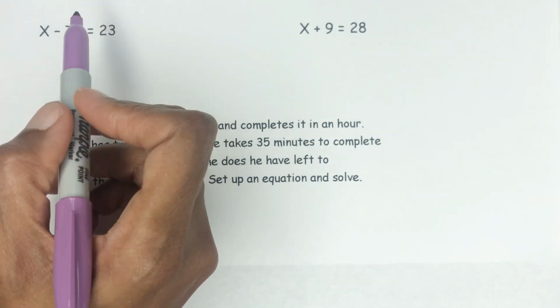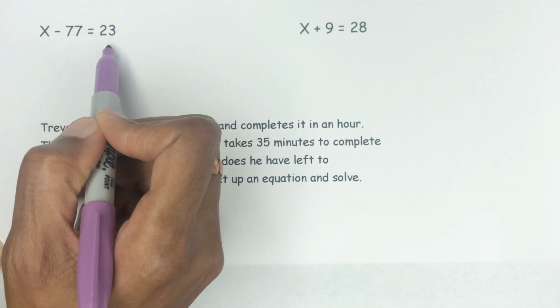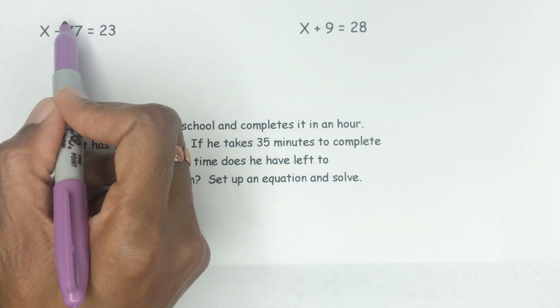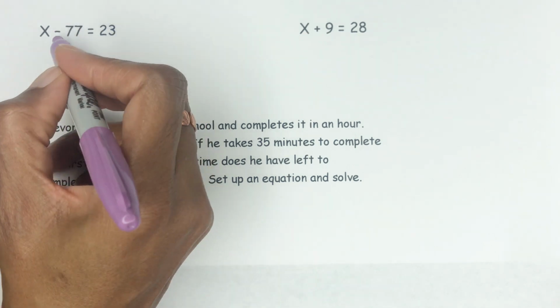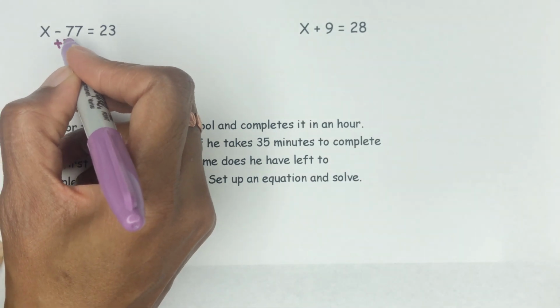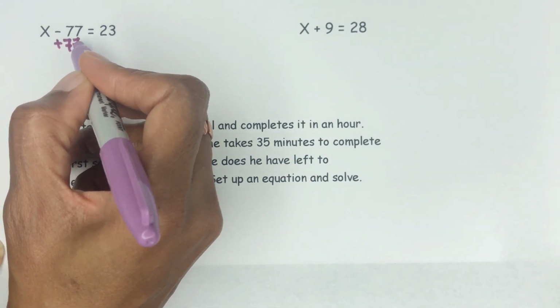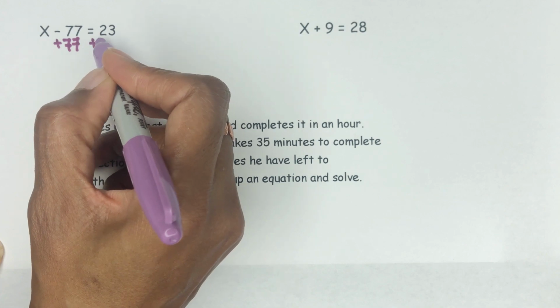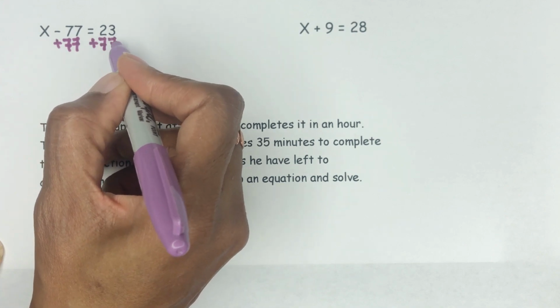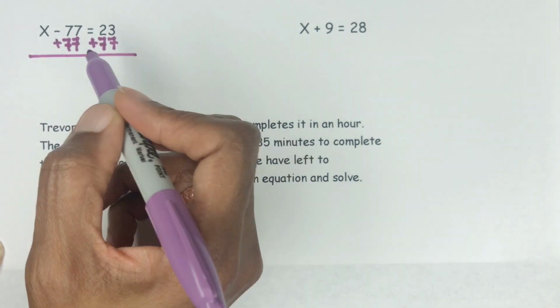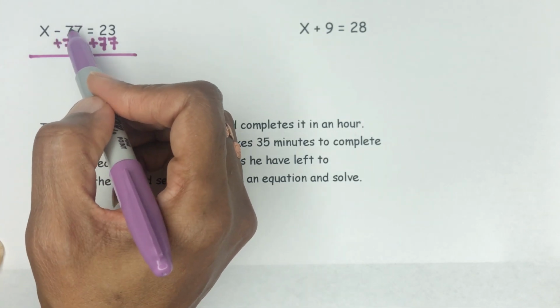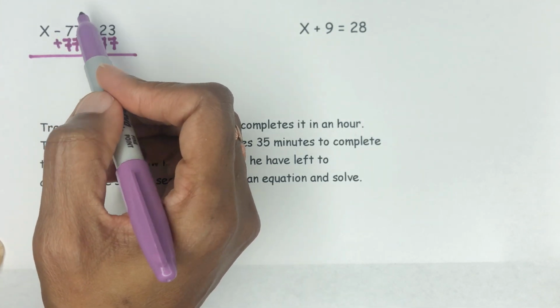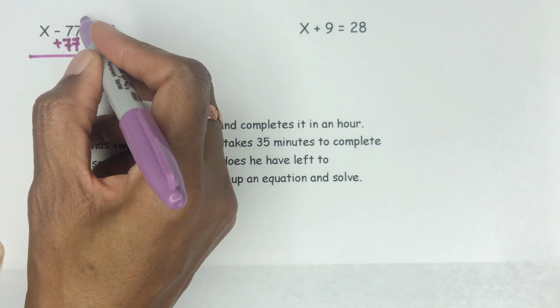So let's go ahead and do that. We have X minus 77 equals 23. We need to get rid of this minus 77. So to do that, we have to do the opposite, which is to add 77. And what you do on one side of the equation, you must do on the other side to give a balance on both sides. Now here you can see that minus 77 plus 77 is 0. That's how we got rid of it.